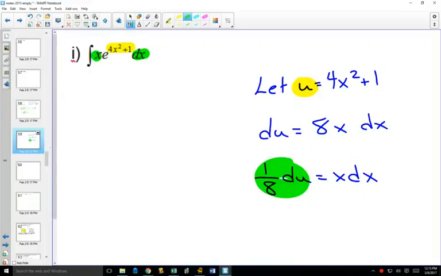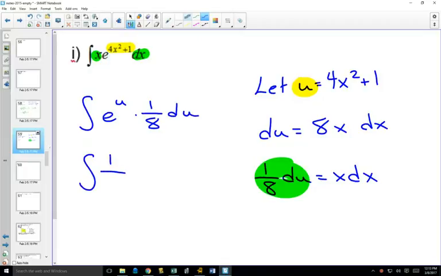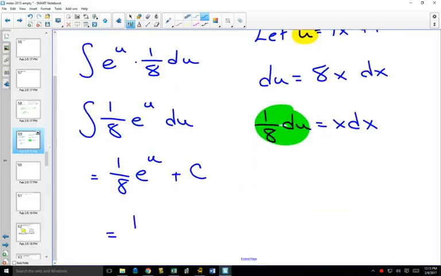So what does that look like? Well, we would still have e to the u, and instead of the x dx, we have 1/8 du, which is the same as 1/8 e to the u du. So how do we integrate e to the u? Well, the 1/8 is just a coefficient. It's going to stay there. We're going to get 1/8 e to the u plus c. And so now we can substitute back.